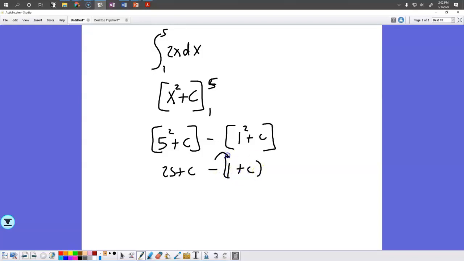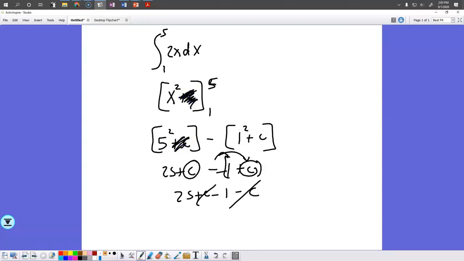And when you distribute the negative, look what happens here. You had a C here, you had a C here, and you're subtracting it. So basically the C's cancel each other out. They never matter. So when you're doing a definite integral, since you end up subtracting, the C cancels, so it doesn't even really matter. So you don't even need to bother including the C when you do a definite integral.